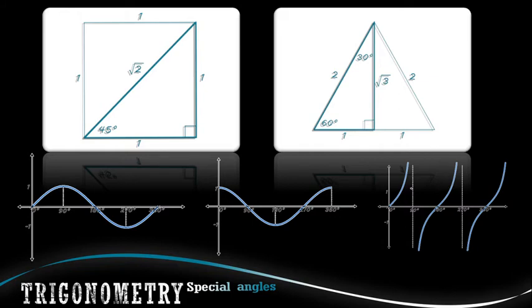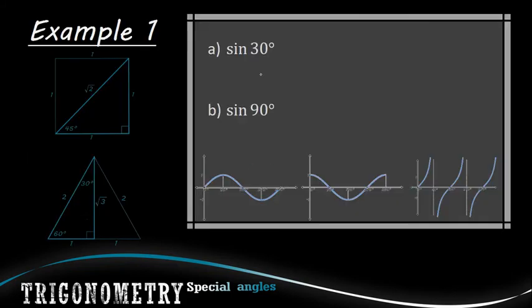Alright, so for example 1, if I need to find sine 30, now sine 30's triangle is over here. So sine we know as opposite over hypotenuse, and from the 30 degree triangle, from this angle, the opposite is 1 and the hypotenuse is 2, so we're going to write it as 1 over 2.